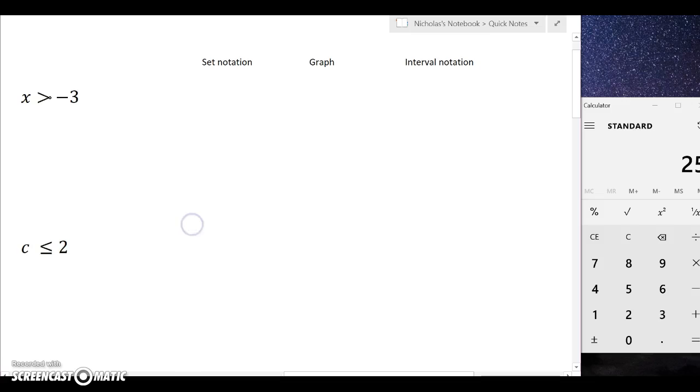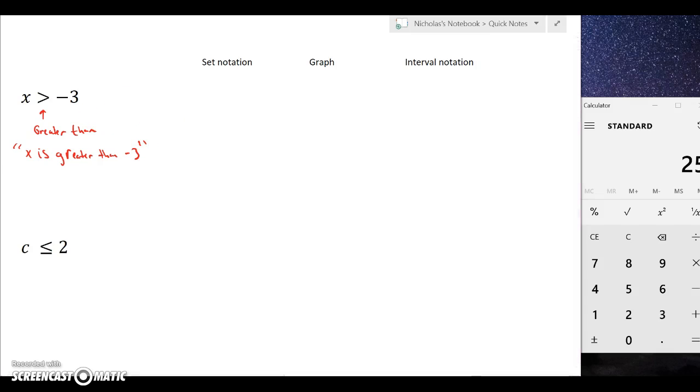When we look over here, this symbol right here, what does that mean? Since it's opening towards the x, this means greater than. So how we would read this sentence is x is greater than -3, right? That's how we would say that.